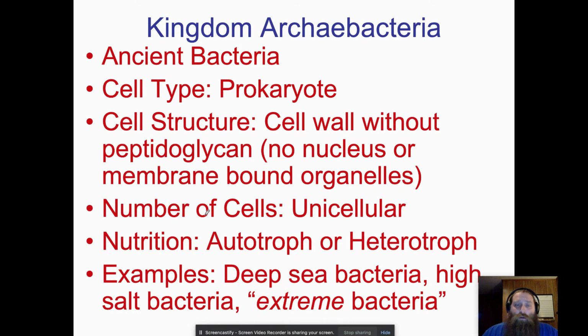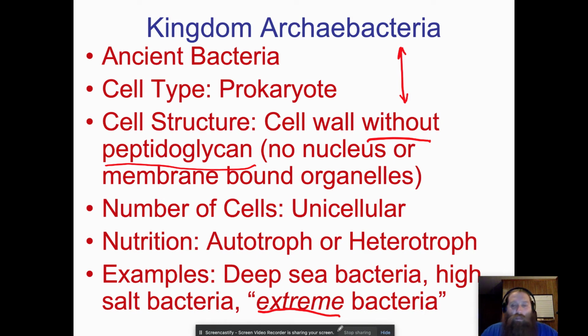Now, Archaebacteria is the ancient bacteria kingdom. Again, we're talking about prokaryotes, but the cell walls in Archaebacteria are made without peptidoglycan. All right, so that's the big difference. They're still going to be unicellular. They can be autotrophs or heterotrophs, but these are often what we call extreme bacteria. They live in like crazy places.